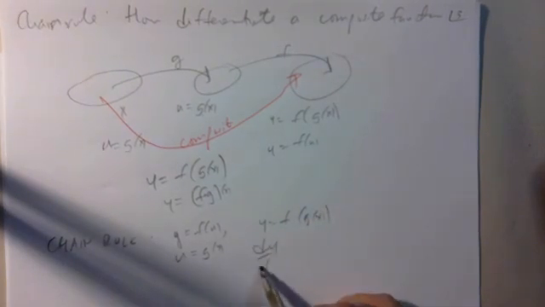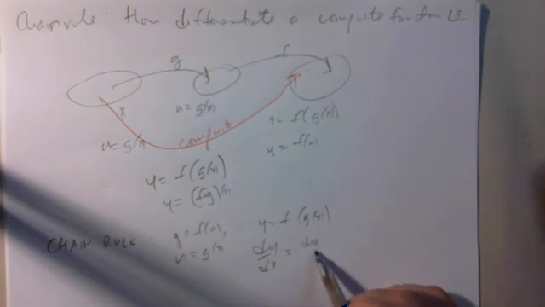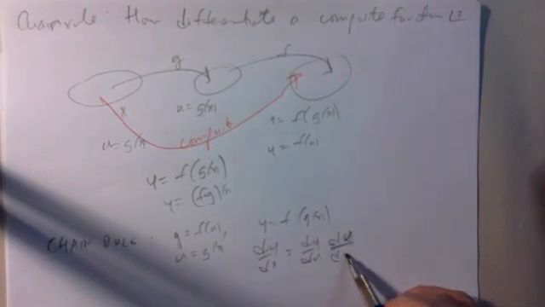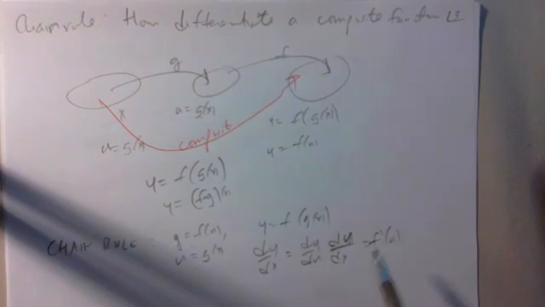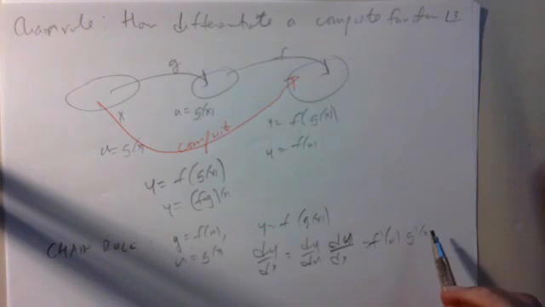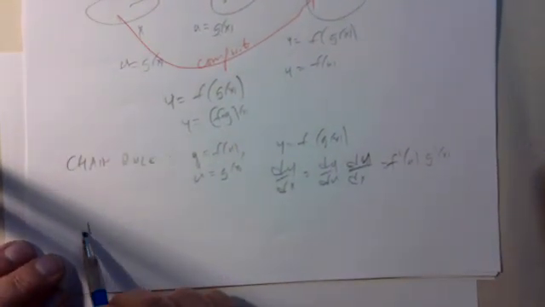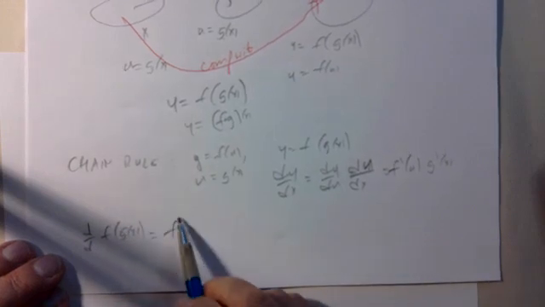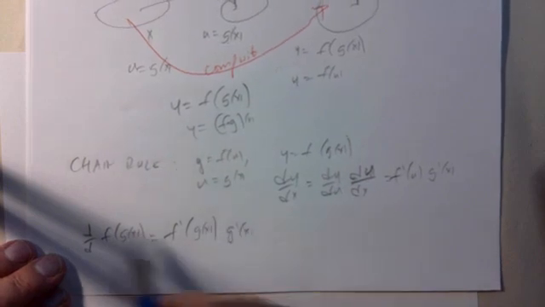And dy dx, this is the derivative. The shorthand is dy du times du dx. dy du means f prime evaluated at u. Du dx is g prime of x. So this is the chain rule. The derivative of f of g of x is f prime evaluated at g of x times g prime of x.